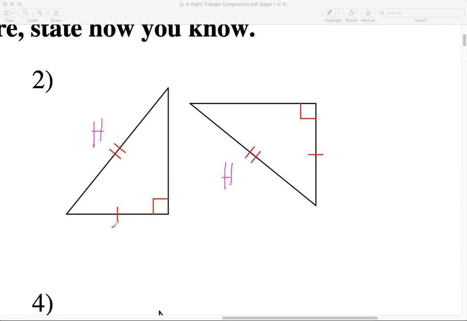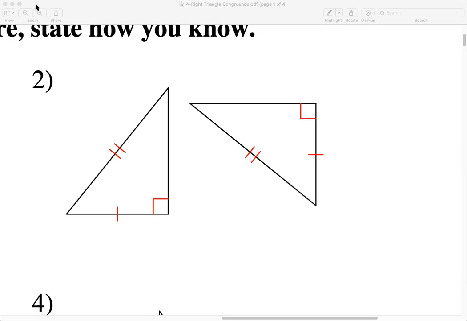hypotenuse, and another side or leg, and another leg. So this becomes the hypotenuse leg theorem, since these two triangles are right, as you can see here. Therefore, these two triangles are congruent using the hypotenuse leg theorem. I hope it's understood, okay?